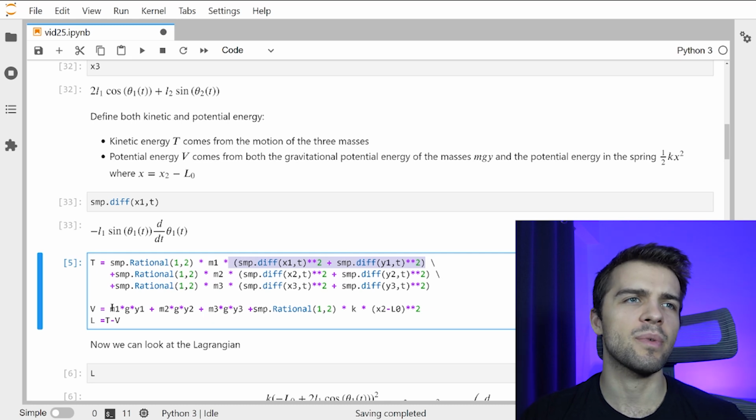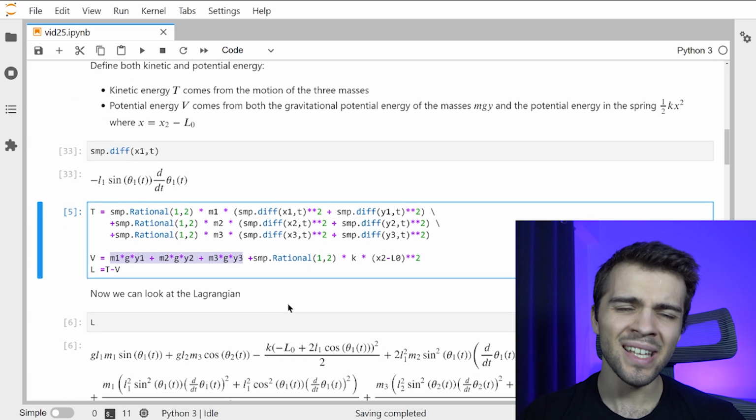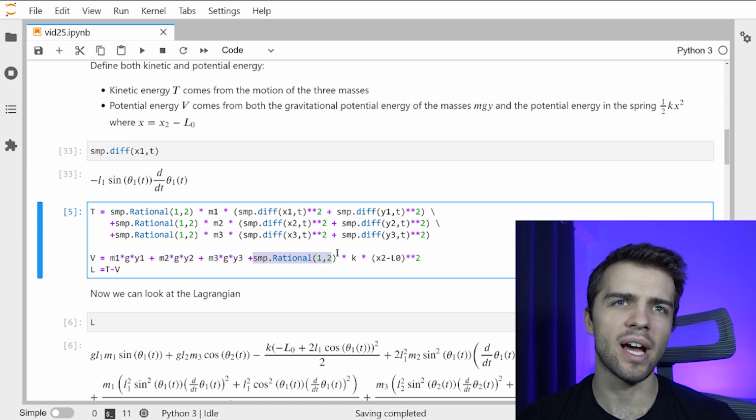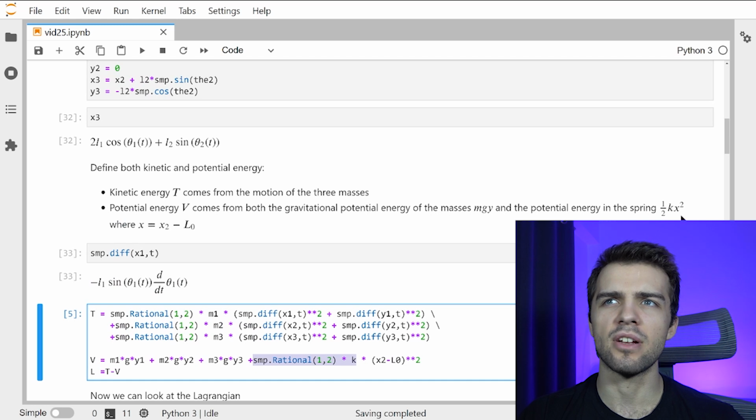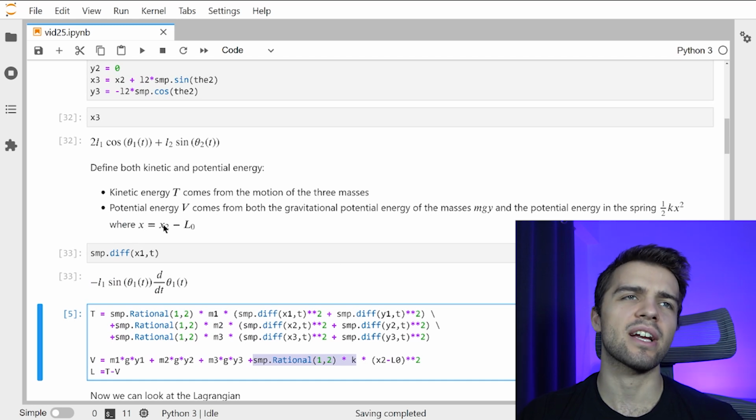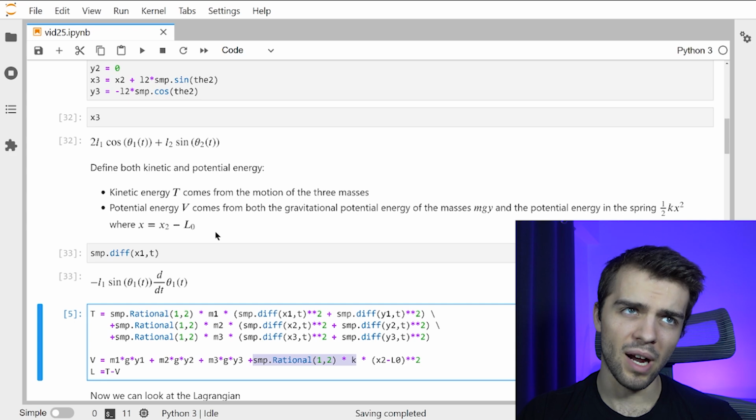Now the potential energy, well, there's just this mgh for all three masses, which I have here, plus the potential energy in the spring. You have to be careful with this one, right? So I have 1/2 kx squared. That's the potential energy of the spring. But x is equal to x2 minus L naught. And why is that the case, right?